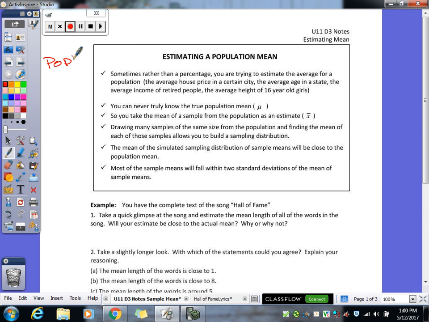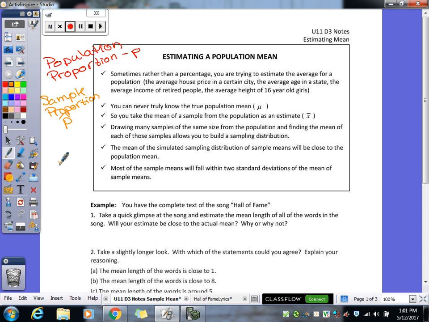So population proportion, that was our P. Sample proportion, that was our P hat, with the little asterisks above it. So then we would take those and make our sampling distribution and find the average of our P hats to try to estimate what our true proportion would be.